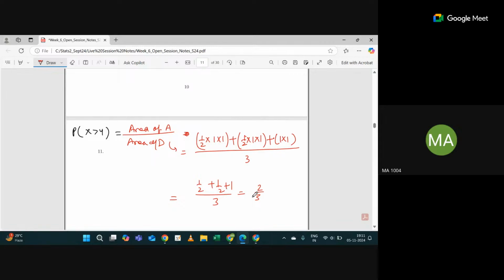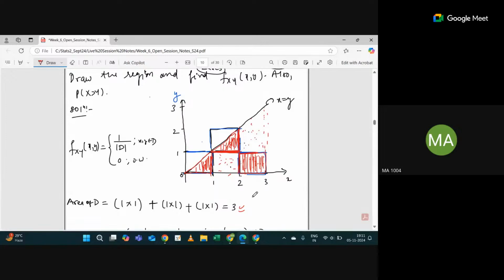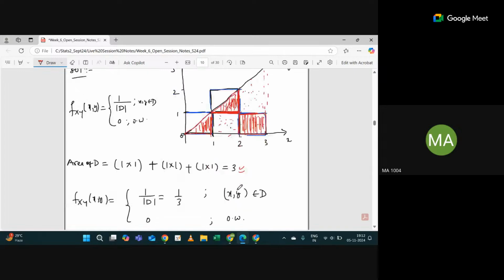Is this okay? Everyone is getting this part? Yes, sir. Some rough idea is clear to all of you, right? Yes, sir. Okay. Let me take another example, maybe that will help.